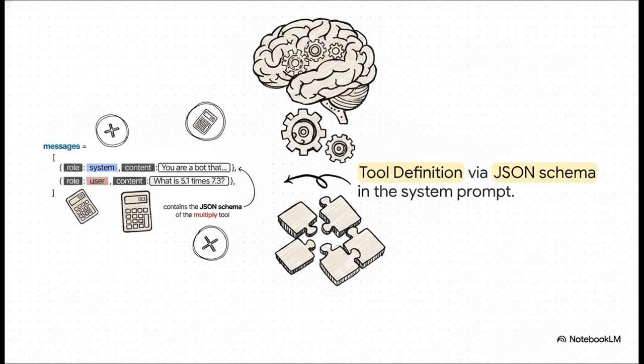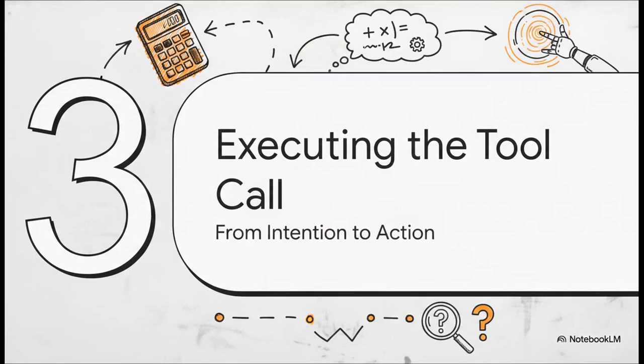So how do we even explain a tool to an AI initially? Well, in the tool definition step, we feed it a highly structured JSON schema right inside the system prompt. We're explicitly telling the bot, hey, you have a tool called multiply, and it takes 2 numbers, A and B. We are spelling out exactly what parameters are required so the model knows the precise rules of engagement before the conversation even starts.